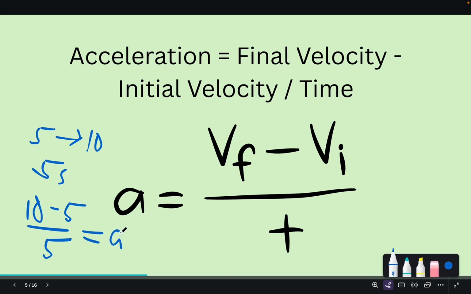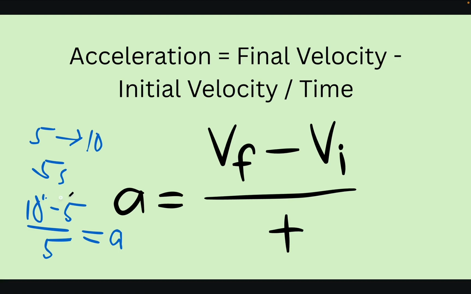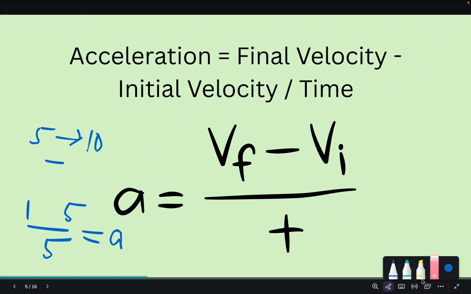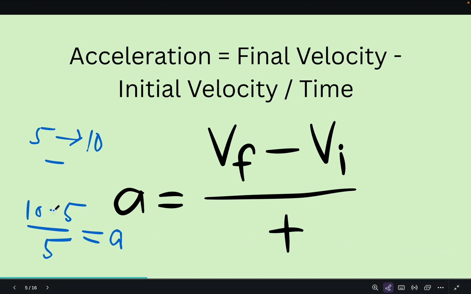And breaking this problem down, the reason why we're doing 10 minus 5 here is because we're trying to find the change of the car's speed. We're not trying to find the car's speed. We're trying to find how much faster or how much slower it is at the end in comparison to how fast or slow it was at the start. And that's why you subtract this part.